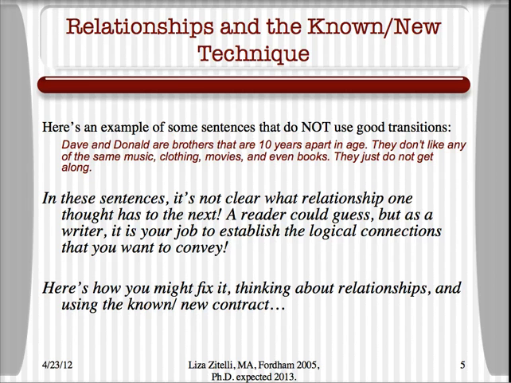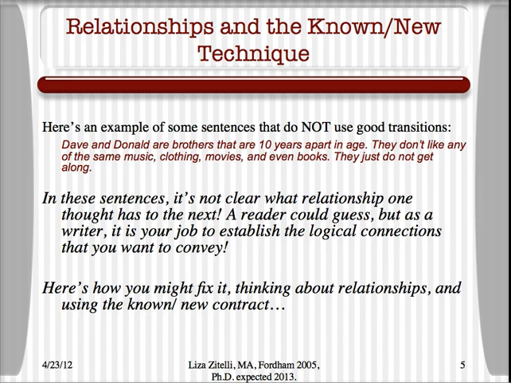Relationships and the known-new technique. Here's an example of some sentences that do not use good transitions. Dave and Donald are brothers that are 10 years apart in age. They don't like any of the same music, clothing, movies, and even books. They just do not get along.